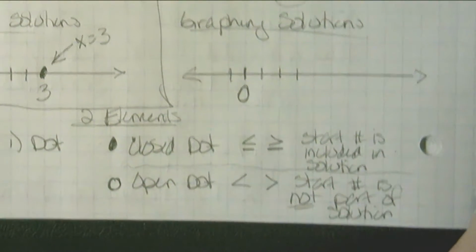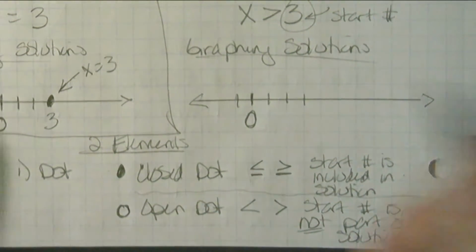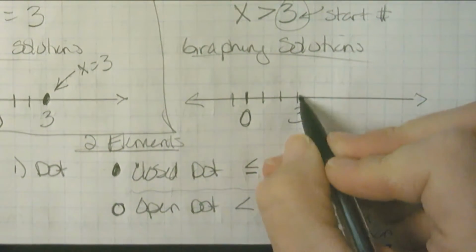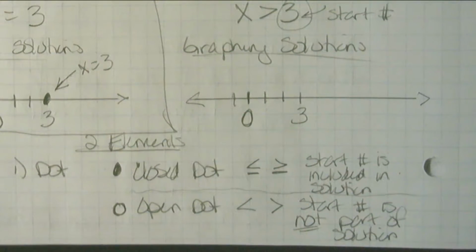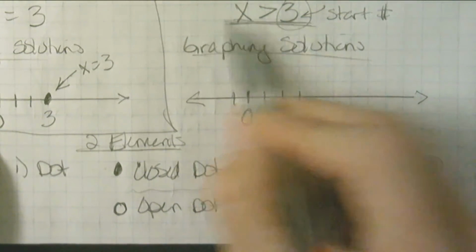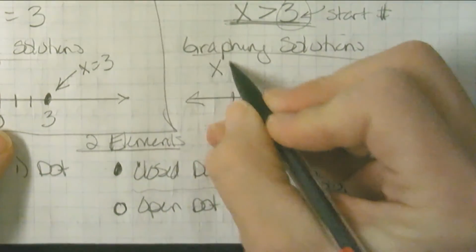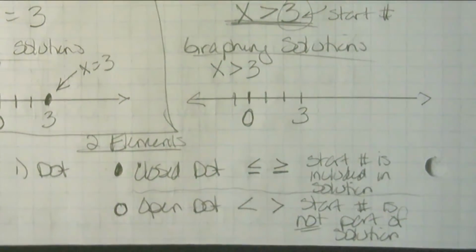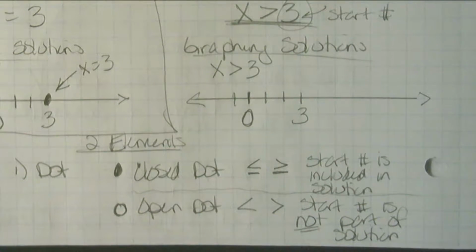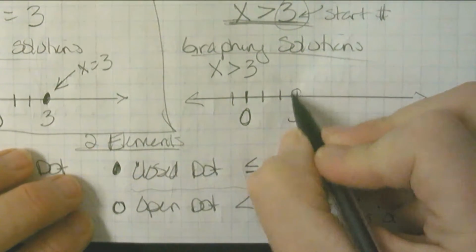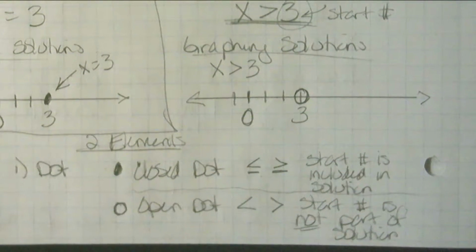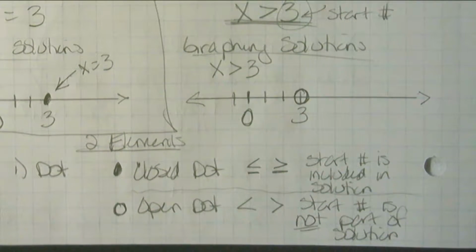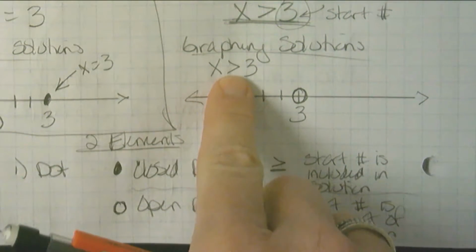So for ours that we're doing here, our start number is a 3. So my dot's going to go on our 3. Am I going to have an open dot here or a closed dot? Based on this solution, we're graphing x is greater than 3. So is it going to be an open dot or a closed dot? Mateo? It's going to be an open dot. Why? Exactly. So we have a greater than here, right?